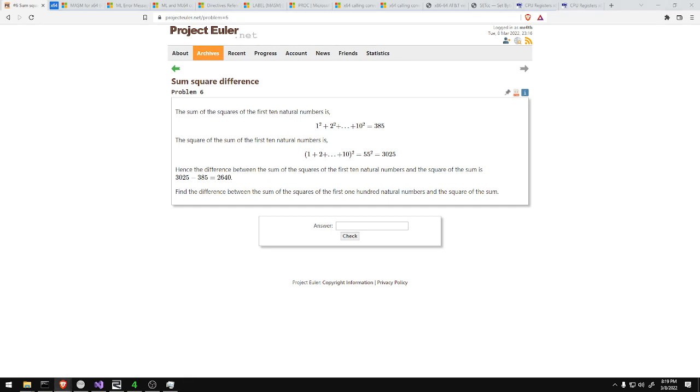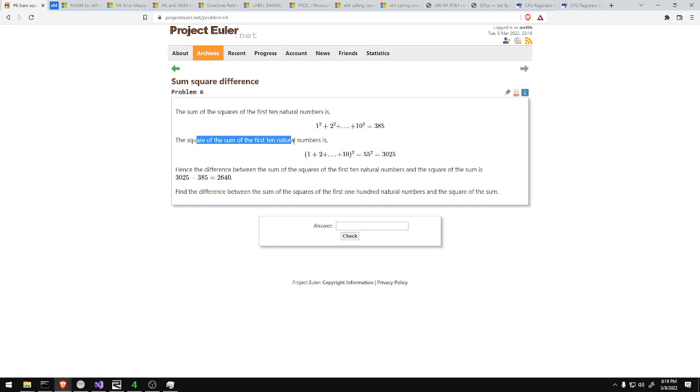All right. We're going to start this one. So let me read it first. The sum of the squares of the first 10 natural numbers is 1 squared plus 2 squared plus so on equals 385. The square of the sum of the first 10 natural numbers, so you see they've inverted here, it's the square of the sum rather than the sum of the squares.